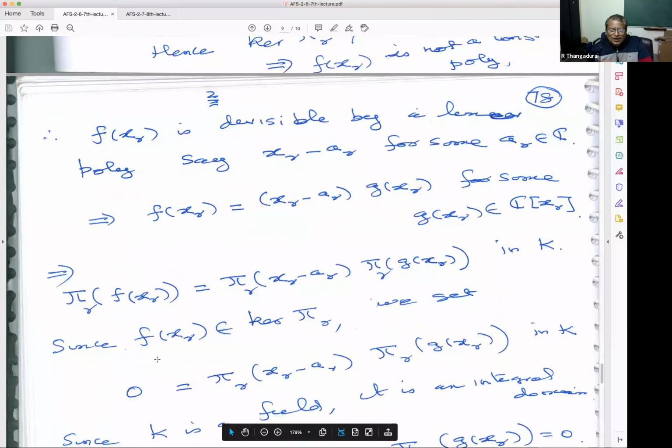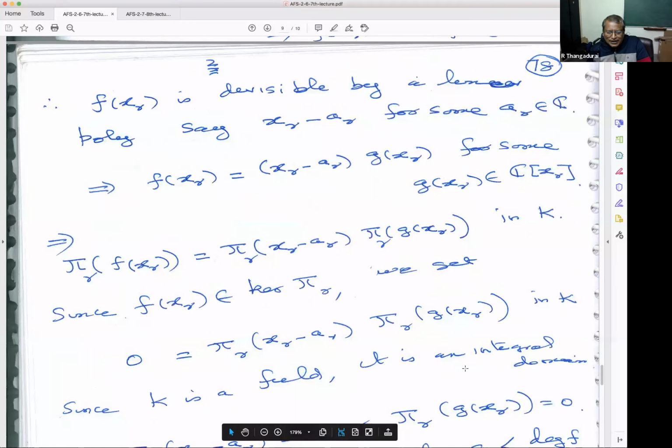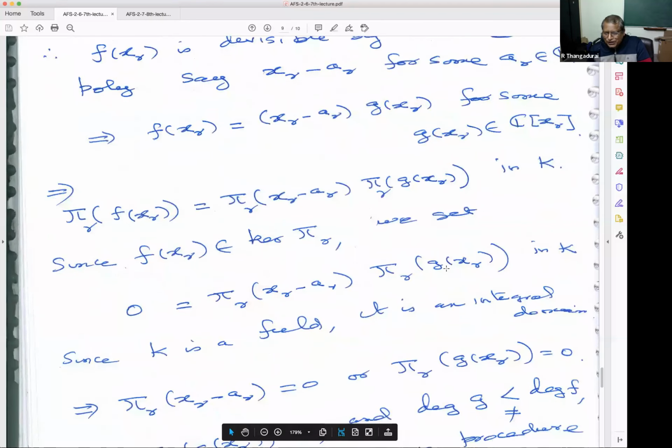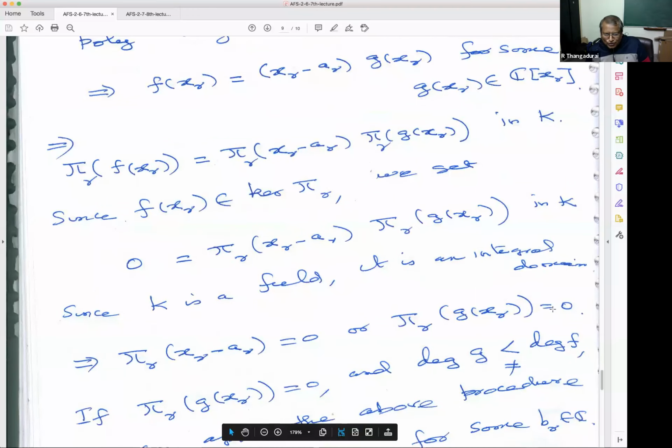So this means what we have is 0 equal to the product of two elements inside the field K. Since K is a field, it is an integral domain. Therefore, one of them should be 0. Either pi r of xr minus ar or pi r of g of xr must be 0. Okay, so if pi r of g of xr is 0, then the degree of g is strictly less than the degree of f. In fact, it is one less.